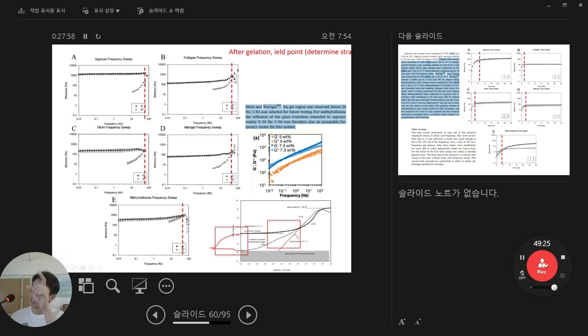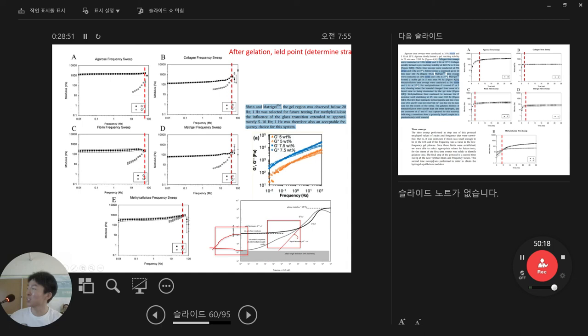Therefore, for the frequency, as I said before, G double prime always goes up like this. And then you can determine the frequency up to here, because this is another yield point. So the paper mentioned that the gel region was observed below 20 Hz. This is, we can say, the glassy region. For the test material, methylcellulose, the glass transition extends to approximately 5 to 10 Hz. Around here you will see the glass transition.